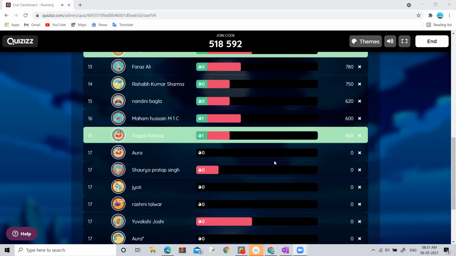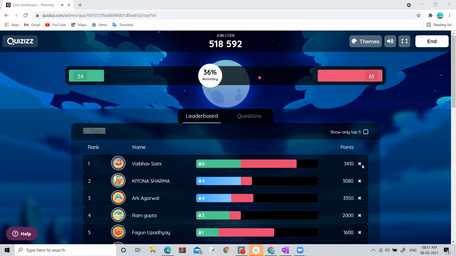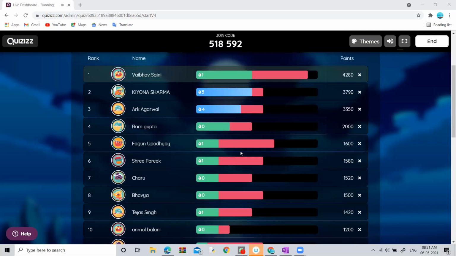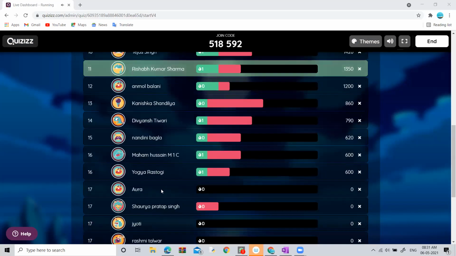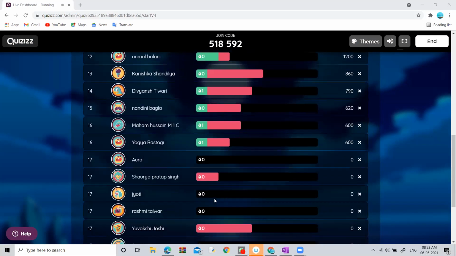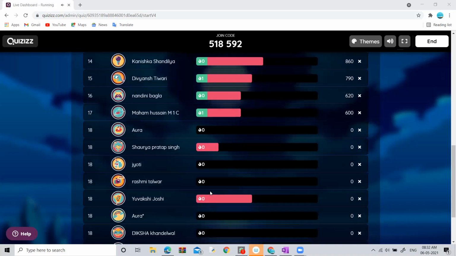Very nice. Vaibhav, very good, Vaibhav. Fiona, these people are doing very well. Those who are not playing, please start playing. Aura, you are in the quiz, beta. Why are you not playing? Please try. Don't worry about the marks. Marks are not going to be added. Okay? Rashmi ma'am, you can also play. Aura, Diksha, please start playing.